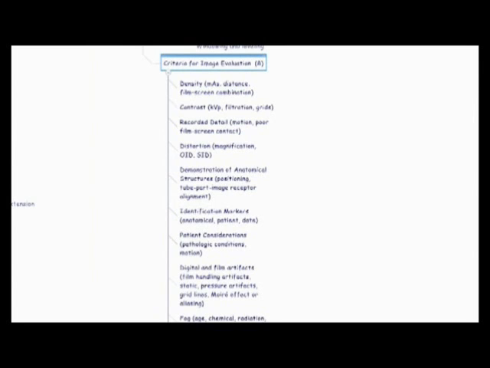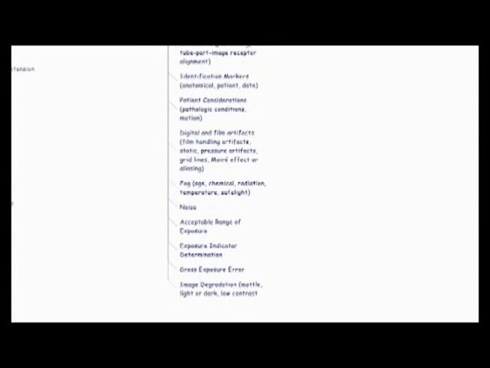Then there's criteria for image evaluation, the density, the contrast, the recorded detail, the distortion, the demonstration of anatomical structures, the identification markers, the patient considerations, digital film and artifacts, fog, noise, acceptable range of exposures, exposure indicator determination, gross exposure error, and image degradation. So those are some few things you need to know for the image production and evaluation section.